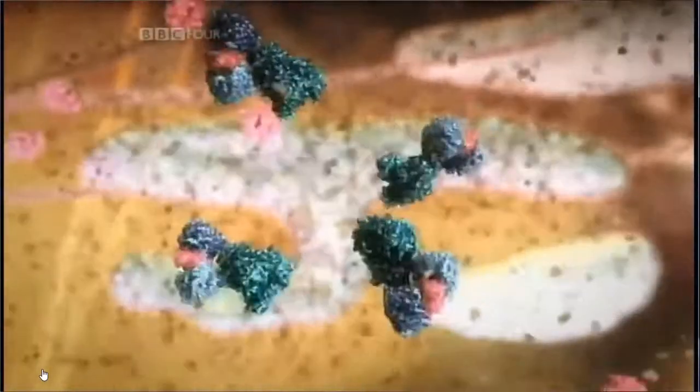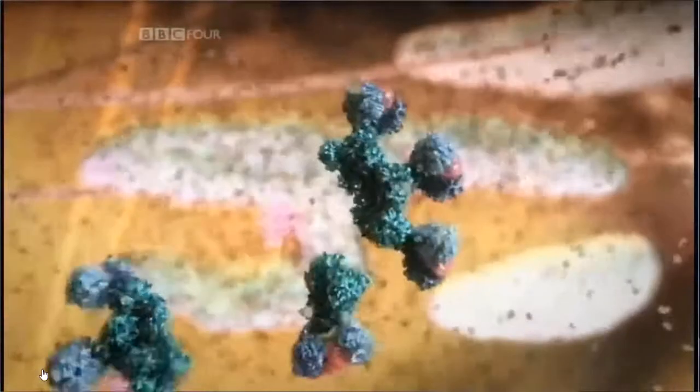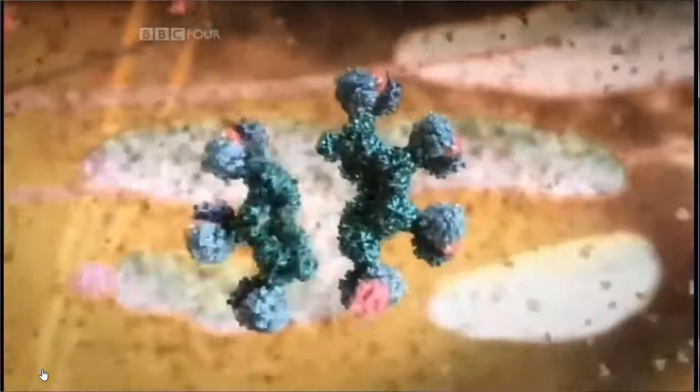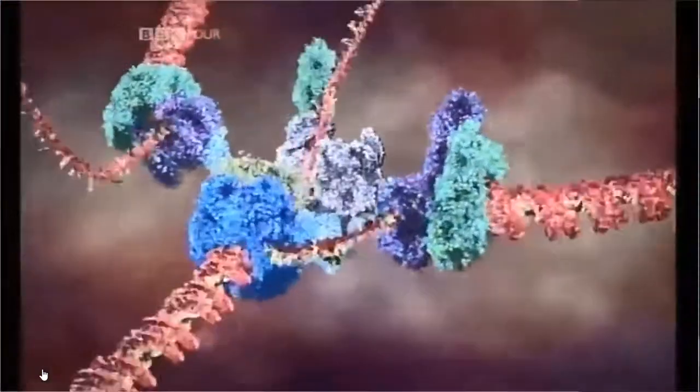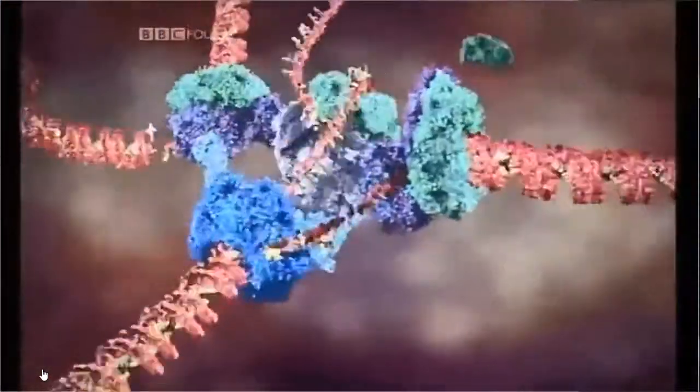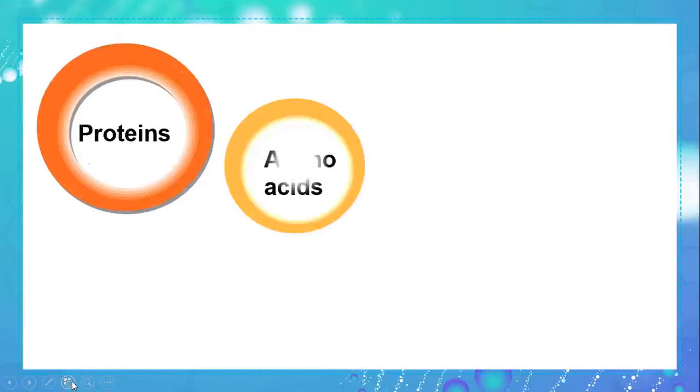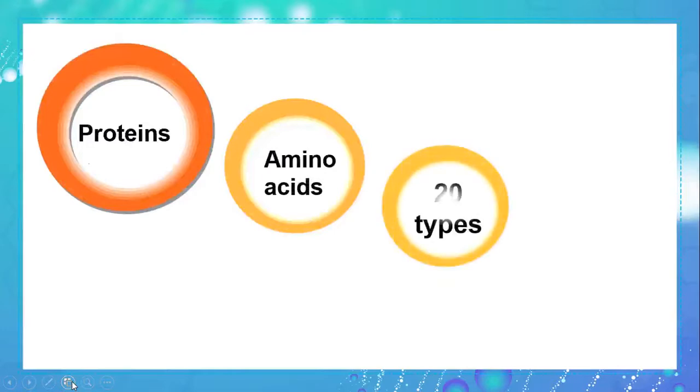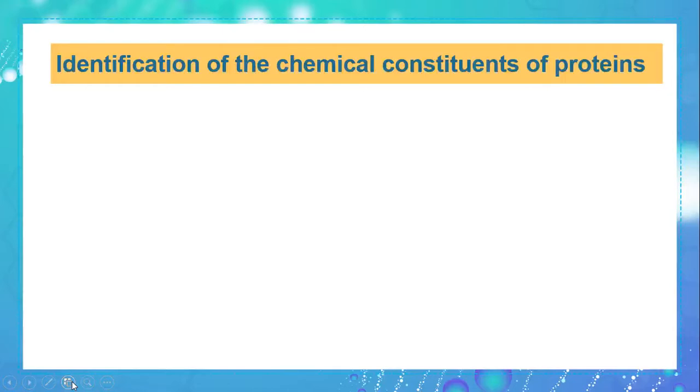There are literally thousands of weird and wonderful types of protein, frantically busy carrying out all the activities that make cells alive. As known, the building blocks or constituents of proteins are amino acids, and there are 20 different types of amino acids. But how can we identify the amino acids that constitute a specific protein molecule? There is a technique that allows us to identify the chemical constituents of a protein.